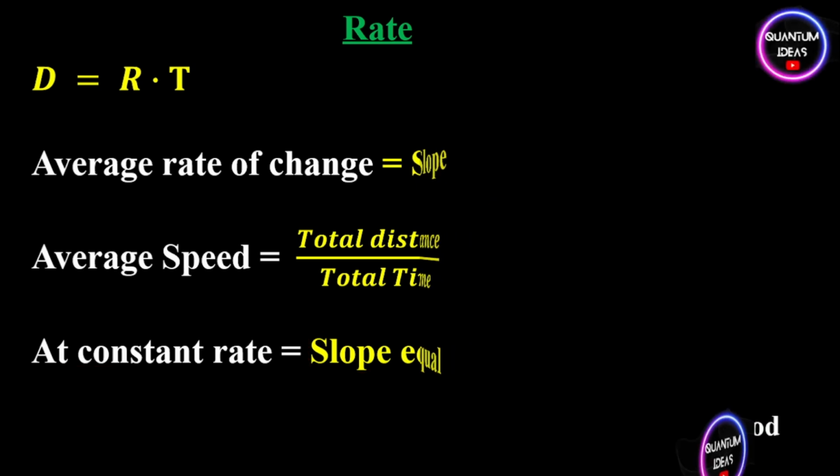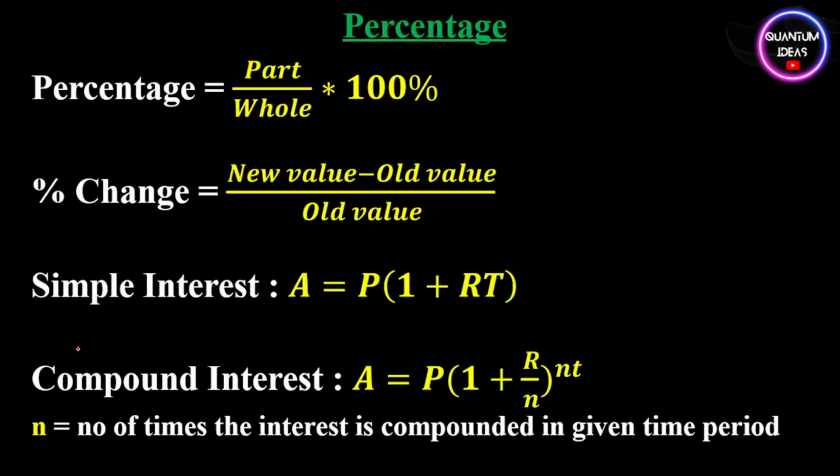So another is percent. We all know percent. So the percent formula is part over whole times 100%, we all know that. And one of the most important formulas is percentage change, that is new value minus old value divided by old value times 100%. I forgot that here. So that is NV minus OV over OV times 100%.